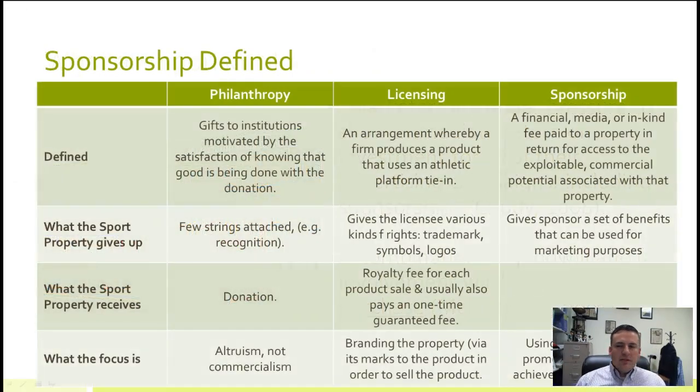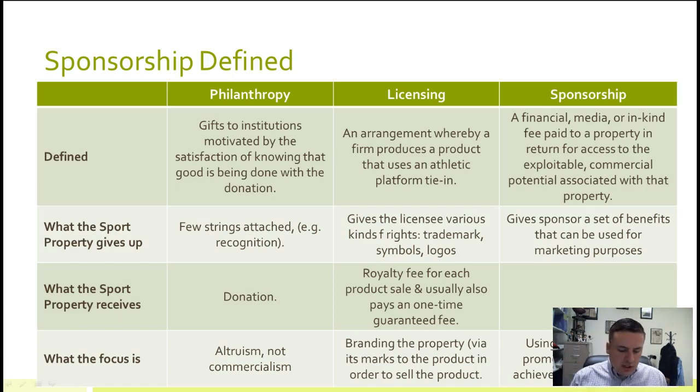There we go. So oftentimes sports sponsorship is confused with a couple of other terms. I mentioned one of them a second ago, philanthropy. You may have heard of philanthropy before. Philanthropy is defined as gifts to any institution, and the key to this is that the gift is motivated by the satisfaction of knowing that something good is being done.